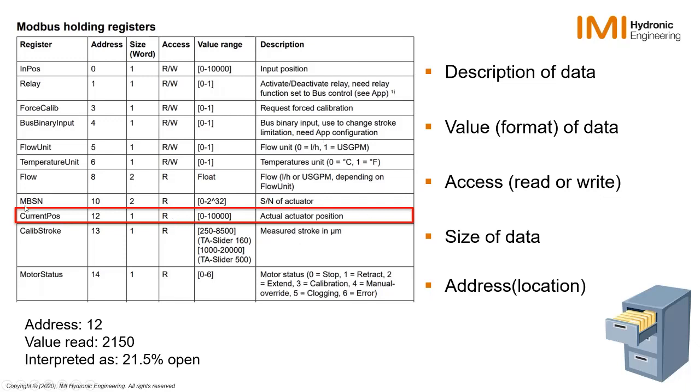So I'll make an example here. The address number 12, the master asks the slider for the data in address number 12, which is the current position. So the value it receives back will be 2,150. So it's somewhere between 0 and 10,000. This scale will be from 0% to 100%, you could say. So you can say that this is 21.5% open. Since you know it's the actual position and you receive the data 2,150 back, you can interpret it as 21.5%.